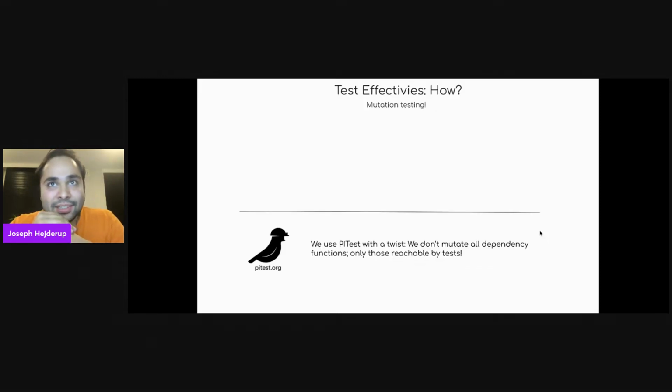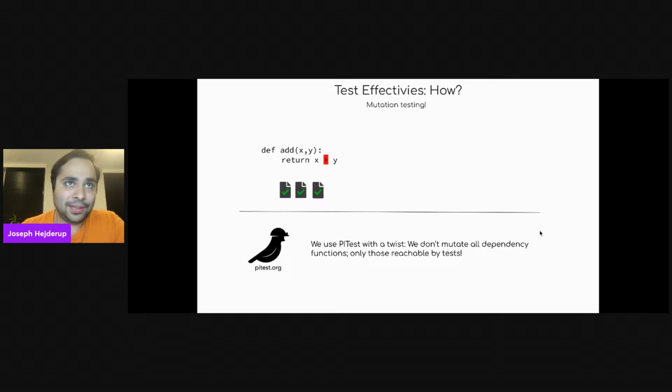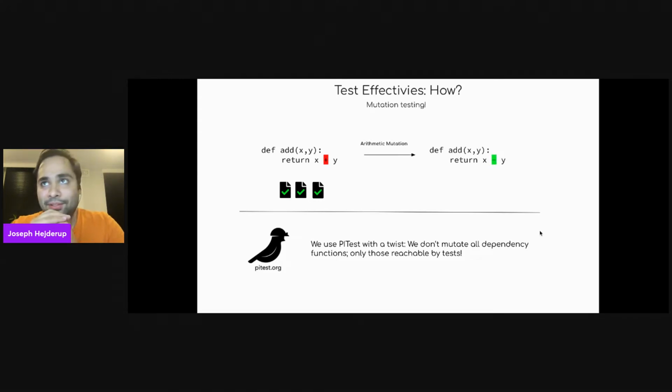Then the next part, I think there's a typo. So it's basically to do mutation testing. And what is mutation testing, very briefly? For example, if you have a function add, where you do plus, your test runs fine for that. And when you do an arithmetic mutation, here we're swapping a plus for a minus, you would expect that your test would be able to catch that.